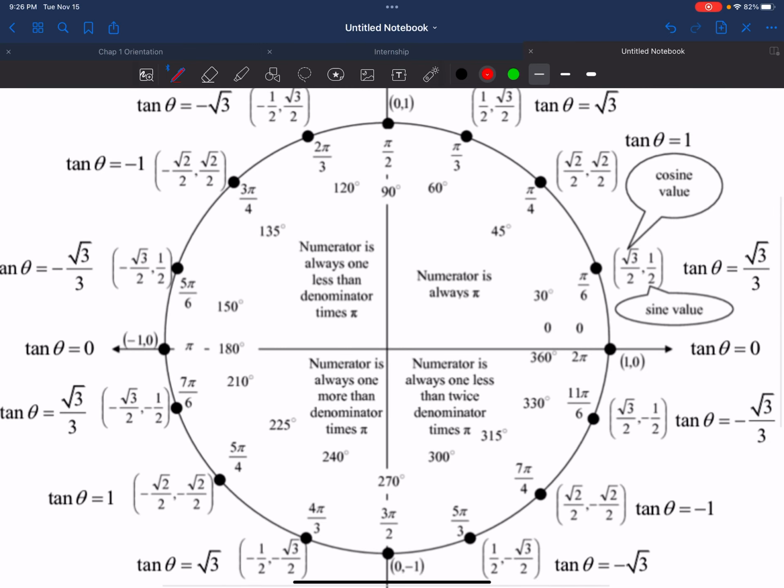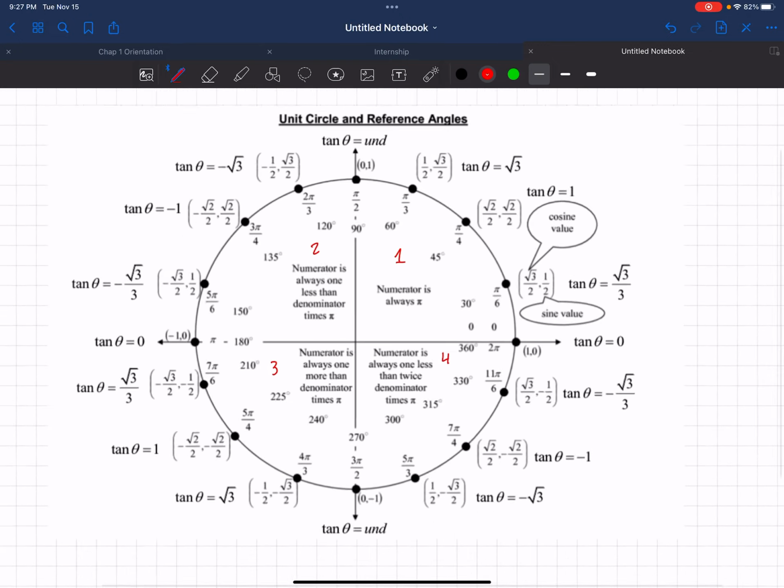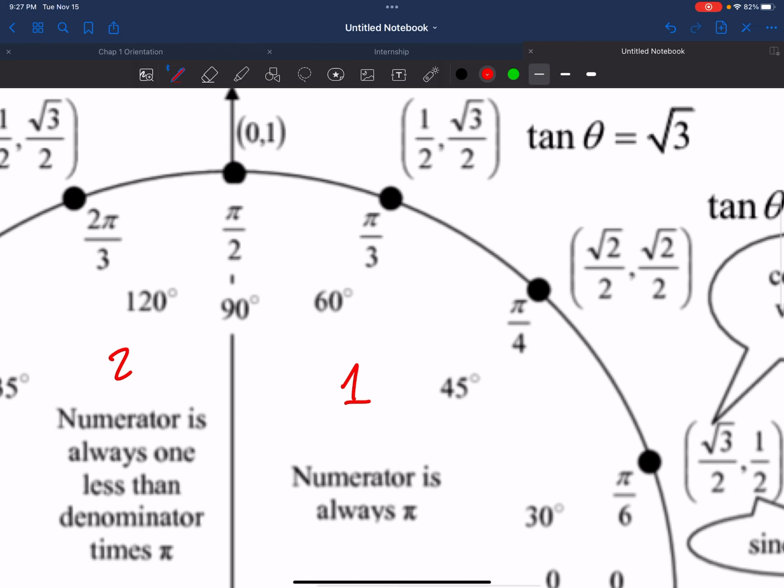Okay, so we're gonna do this kind of quickly. So this right here is your first, second, third, and then fourth quadrant. Okay, just make sure you know that. Let's start off with angles.